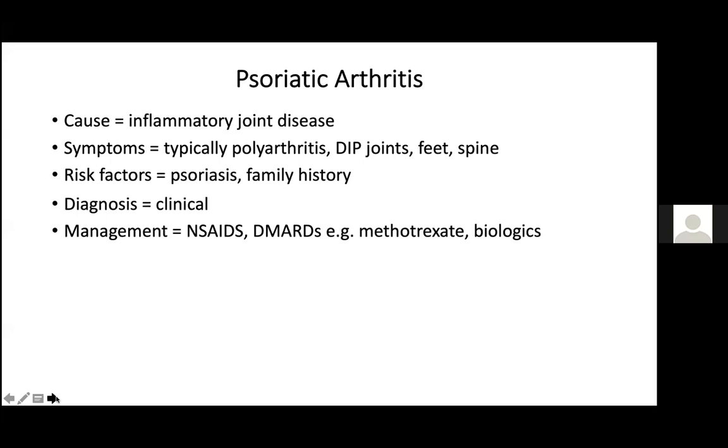Diagnosis, again, that is clinical, and it's treated with non-steroidal anti-inflammatory drugs. And we would consider these patients for disease-modifying anti-rheumatic drugs, so DMARDs. That's things like methotrexate and biologics.